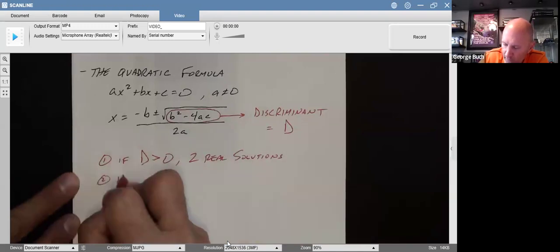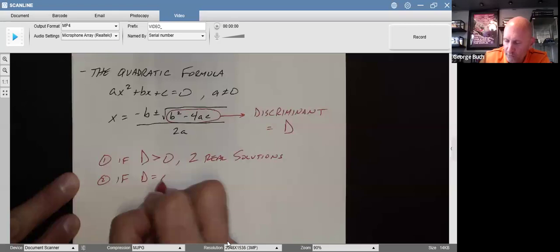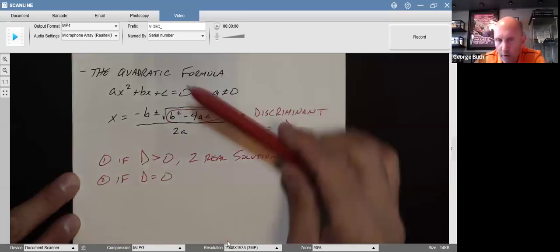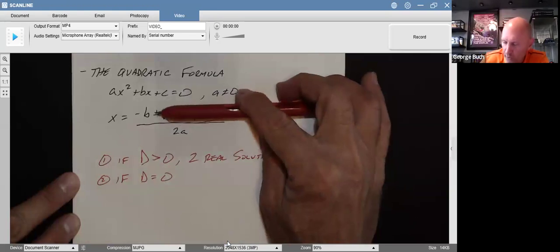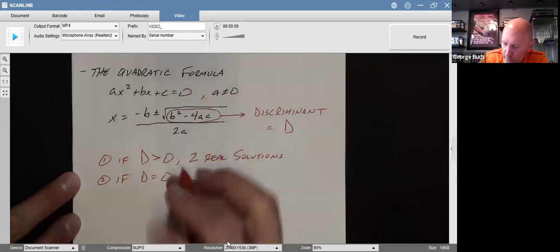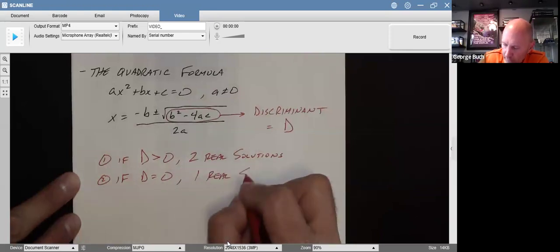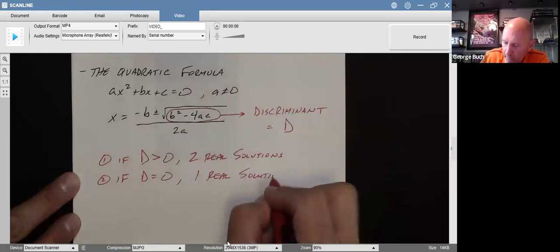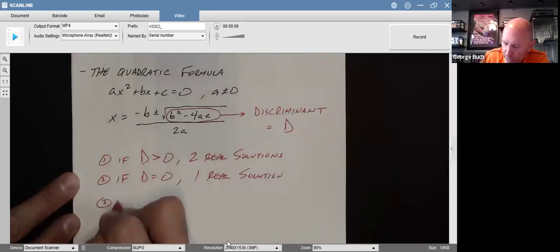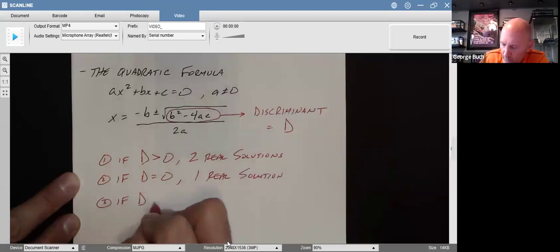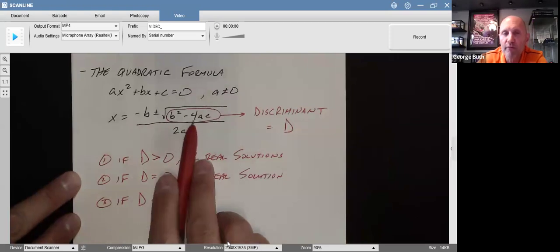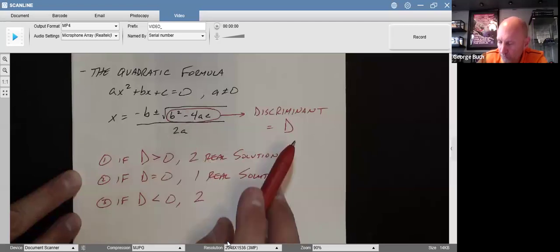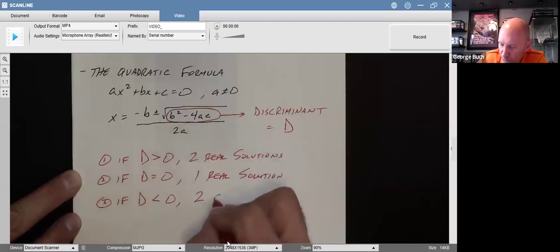If the discriminant is equal to 0, it means what? This whole piece is gone. So you just have negative b over 2a, which is what? Just one real solution. And third, if the discriminant is less than 0, so I'm going to have what? A negative number under the root. And when I have a negative number under the root, that means what? Complex number. So this has two complex solutions.